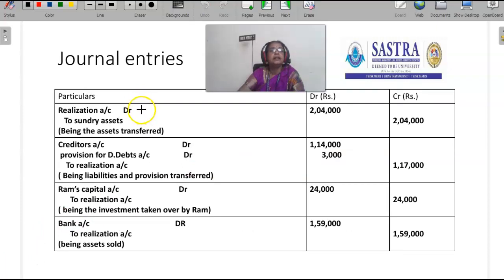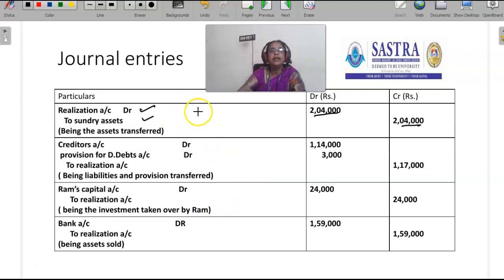Journal entries. Realization account debit to sundry assets. Transfer all the assets except cash, 2,04,000. Then the next step is to transfer the liabilities. While transferring the debtors, we should not transfer the net amount.